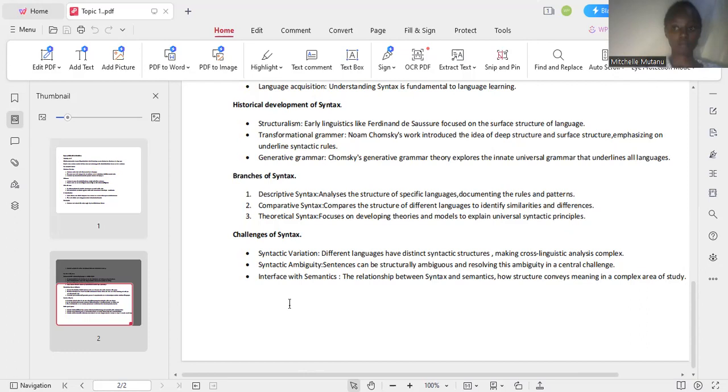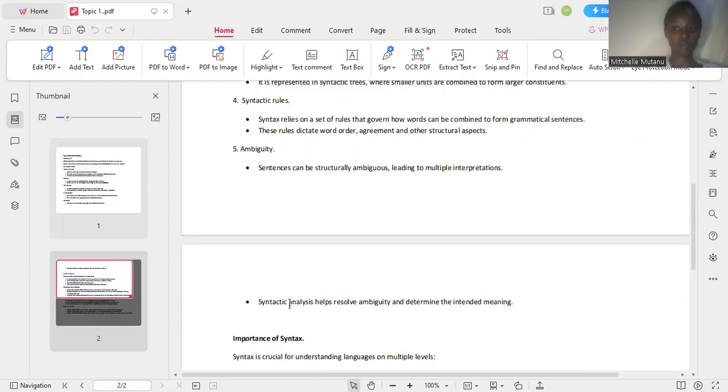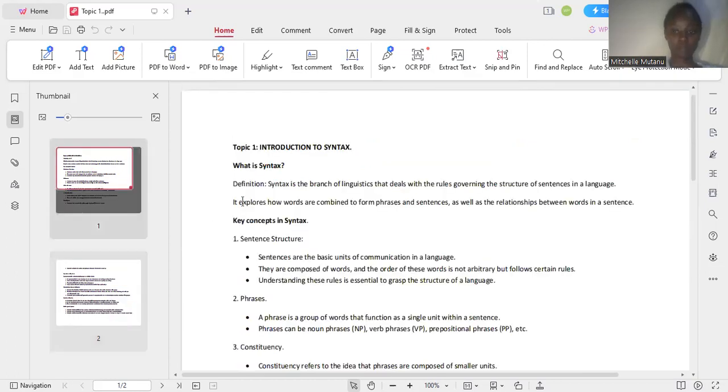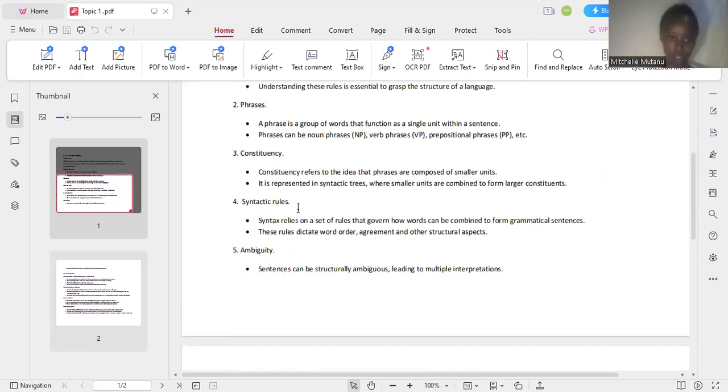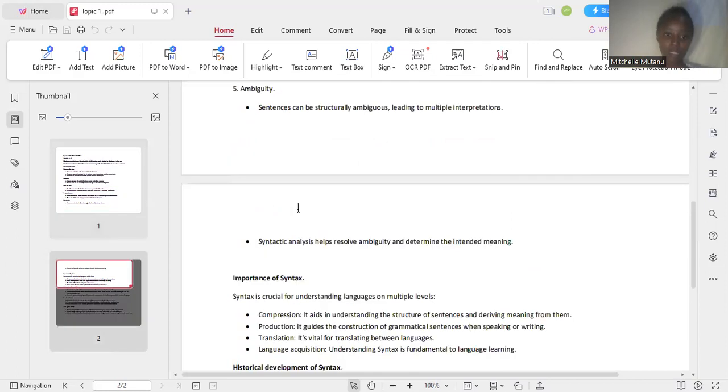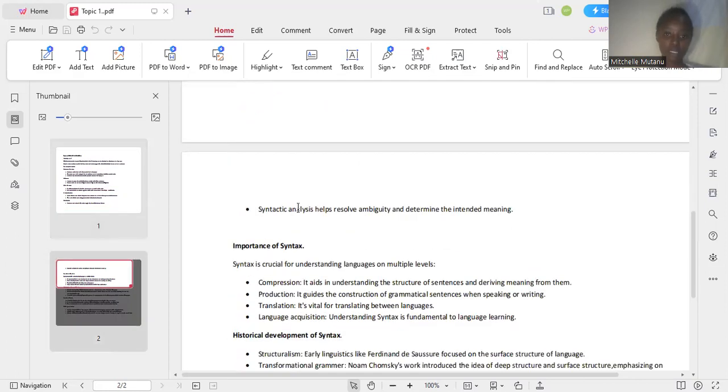That's our class for today. It was short because we were just going to introduce syntax. We have looked at what syntax is: a branch of linguistics that deals with the rules governing the structure of sentences in a language. It explores how words are combined to form phrases. We have also looked at concepts in syntax, which are surface constituency, syntactic rules, and ambiguity. We have also looked at the importance of syntax, its historical development, and challenges.